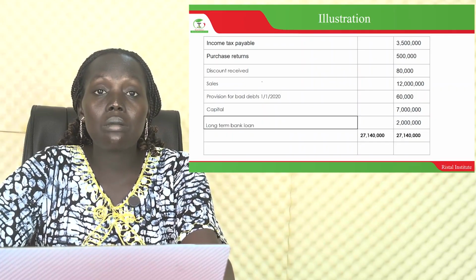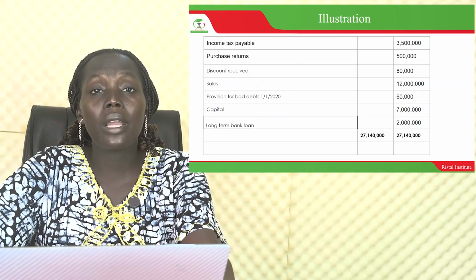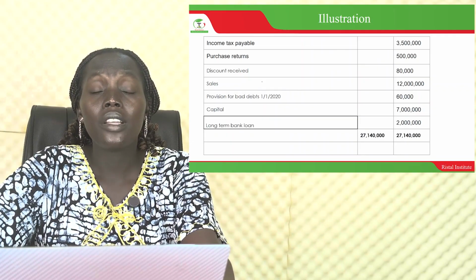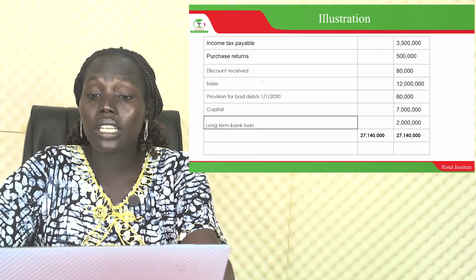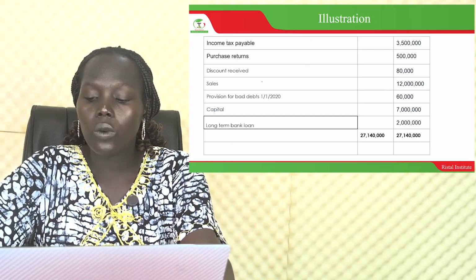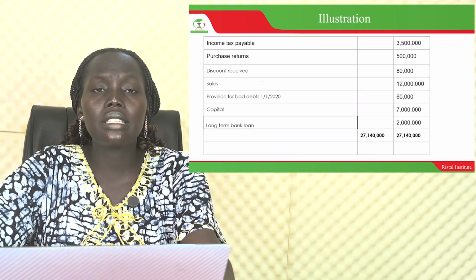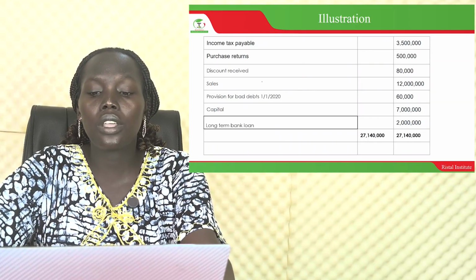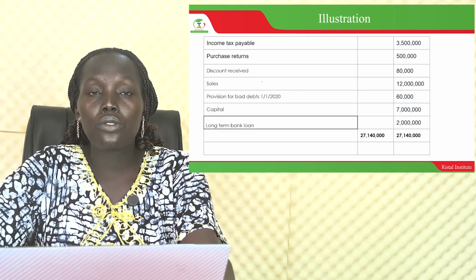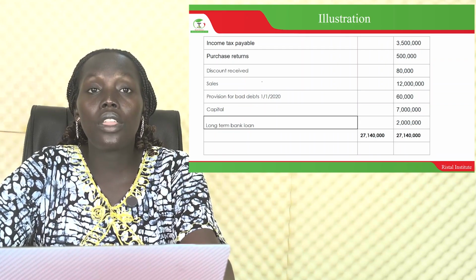So what does it mean? It means that we are going to use a formula whereby we can come up with our shareholders' equity. We shall calculate our shareholders' equity. So what is our shareholders' equity? It is that very amount that belongs to the owner of the business, or that belongs to the business.